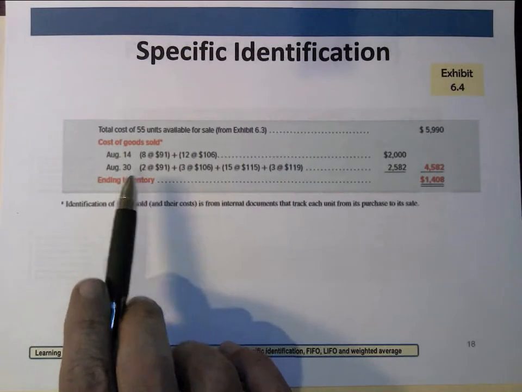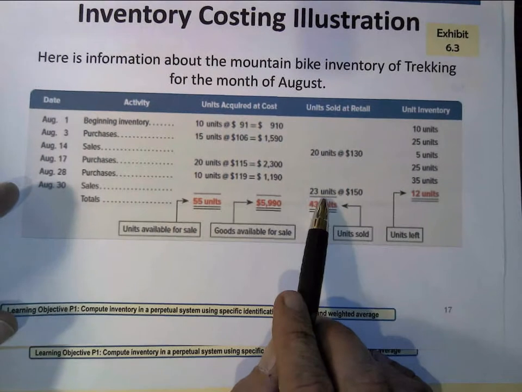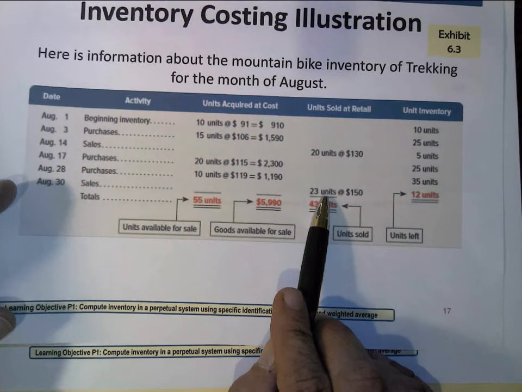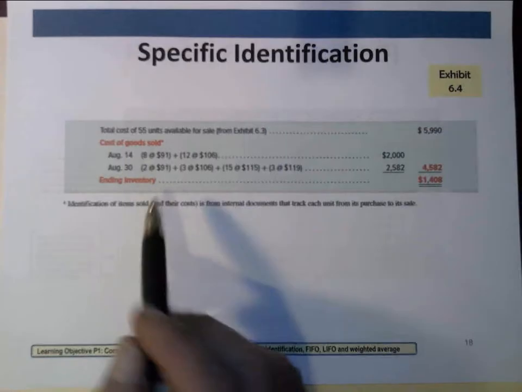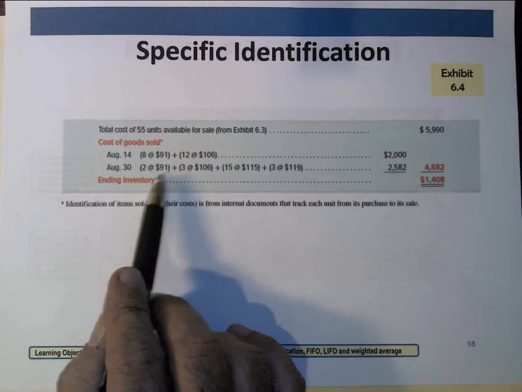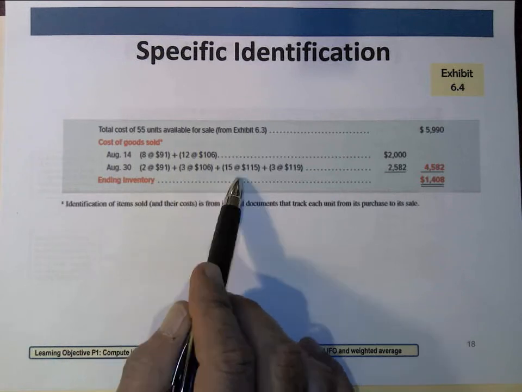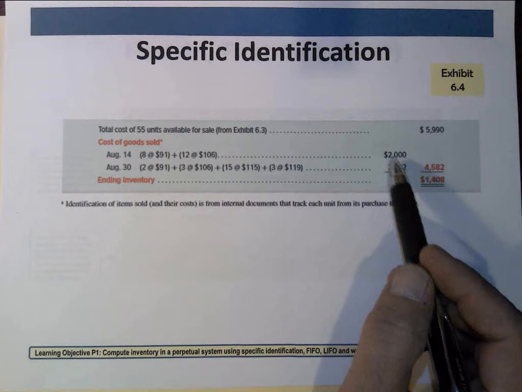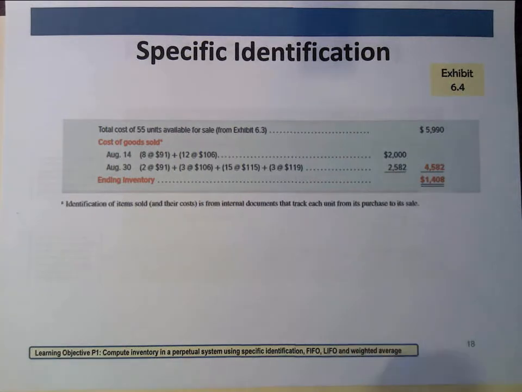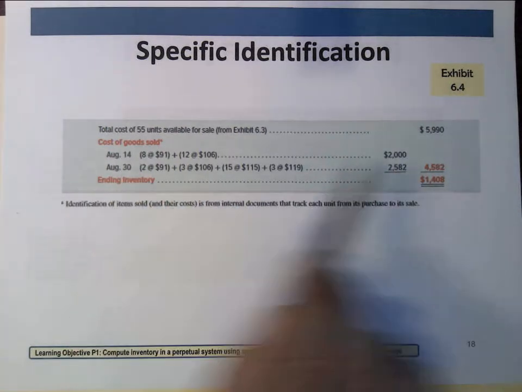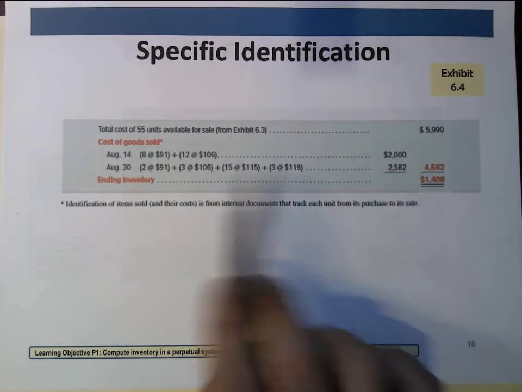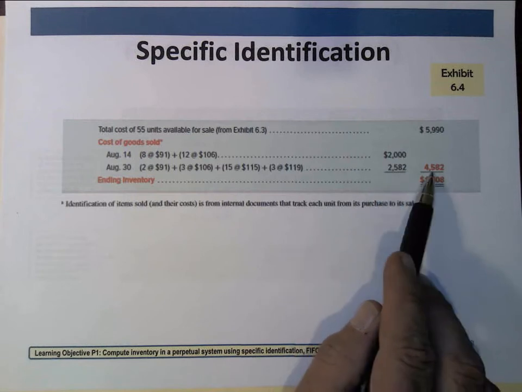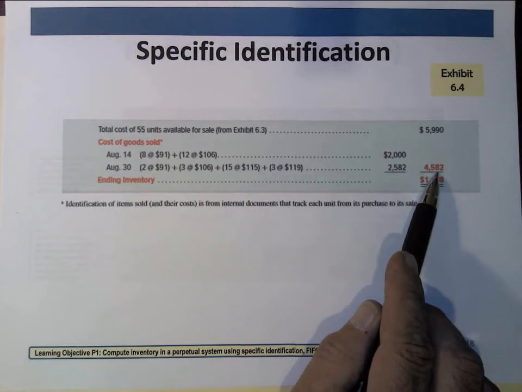And then the other one is what? August 30th, we sell 23 units, right? It tells us that specifically 2 of those were the $91 cost units, 3 of them were $106, and 15 at $115 and 3 at $119. So we do the math across. Our cost of goods sold for the August 14th sale is $2,000, and for the August 30th sale is $25.82. Total cost of goods sold is $45.82, right?